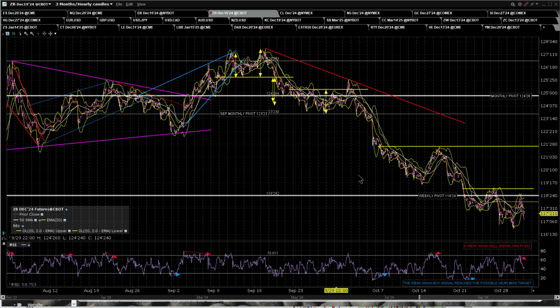Okay, on ZB, we got a little weak 60-minute. We had a bit of a rally. We had a weak 60-minute sell signal fixed. We've been retracing, and I'm not seeing anything compelling saying this is about to reverse, but we do have some indications that it might.